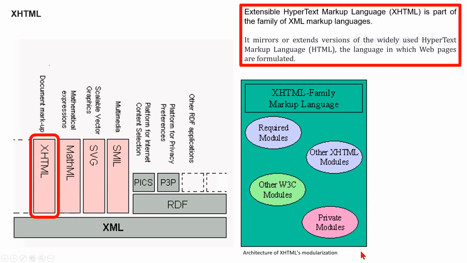The architecture of XHTML's modularization is simple. The basic framework of HTML modules enables the development of XHTML conforming markup languages. These new languages must use the basic framework and may also use other XHTML provided modules, other W3C defined modules, or indeed any other module that is correctly defined.